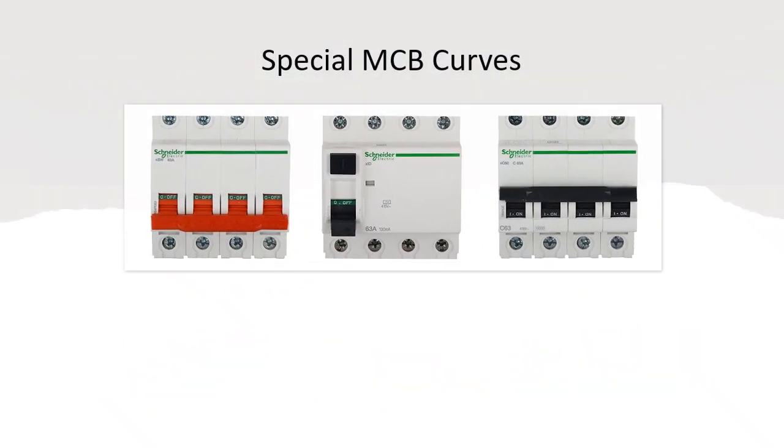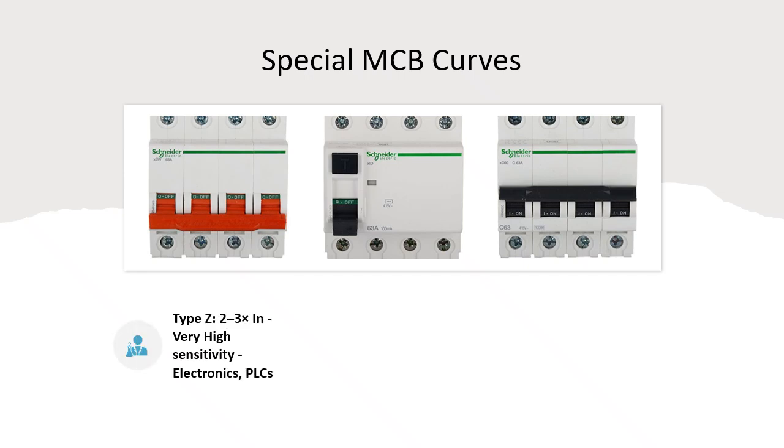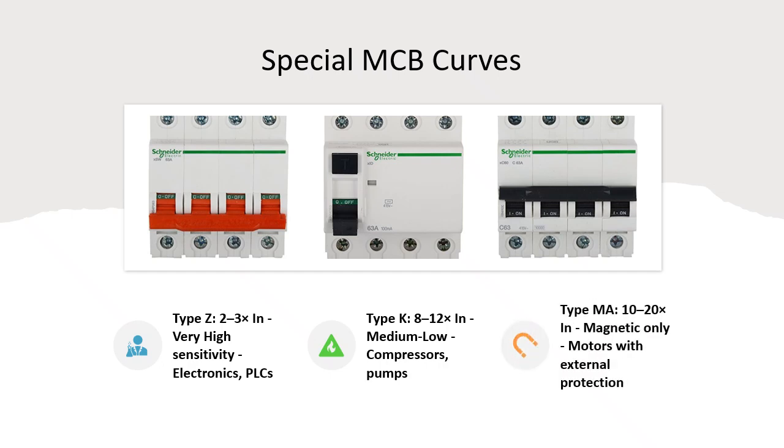Special MCB curves. Now let's look at some special-purpose MCBs. Type Z is extremely sensitive and protects electronic devices like semiconductors. Type K is ideal for inductive loads like compressors and pumps. Type MA has only magnetic tripping and is used where an external thermal relay provides overload protection.